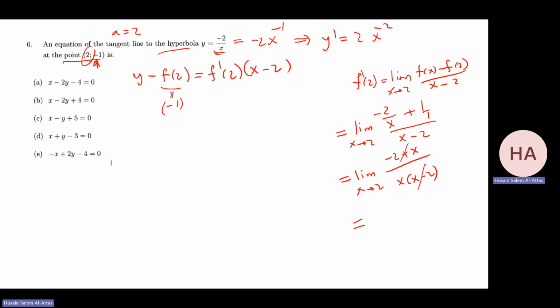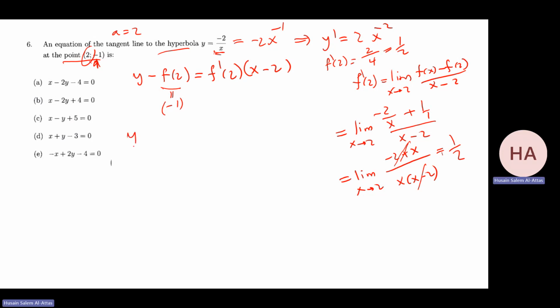Yeah, this is cancelled. So x minus 2 over x minus 2. So I'm getting half. It should be half. Yeah, which is very clear. Also it's half here. F prime at 2 is 2 over 4, which is half. This is x to the power minus 2. Okay.